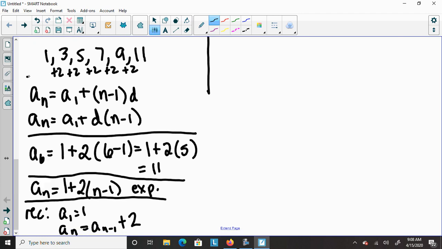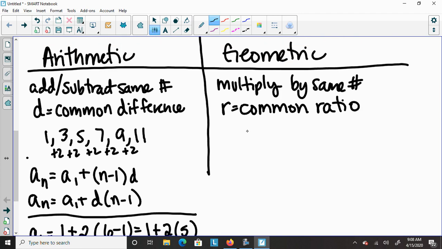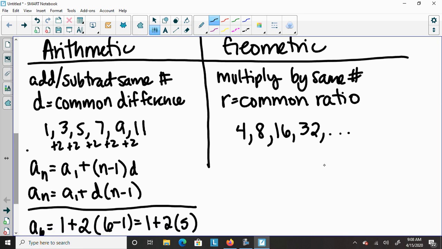Now we'll go to geometric, where we multiply each time for our common ratio. We can do a pretty basic one. Let's just say I have 4 and then 8 and then 16, 32, and so on. So for this problem, it looks like we are multiplying by 2 each time. So times 2, times 2, times 2. So our common ratio is 2.